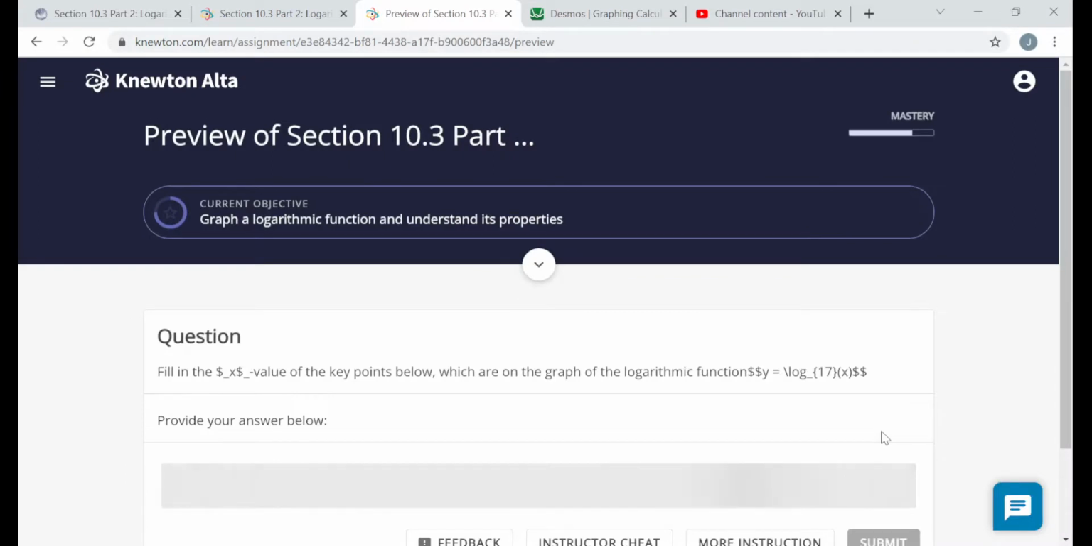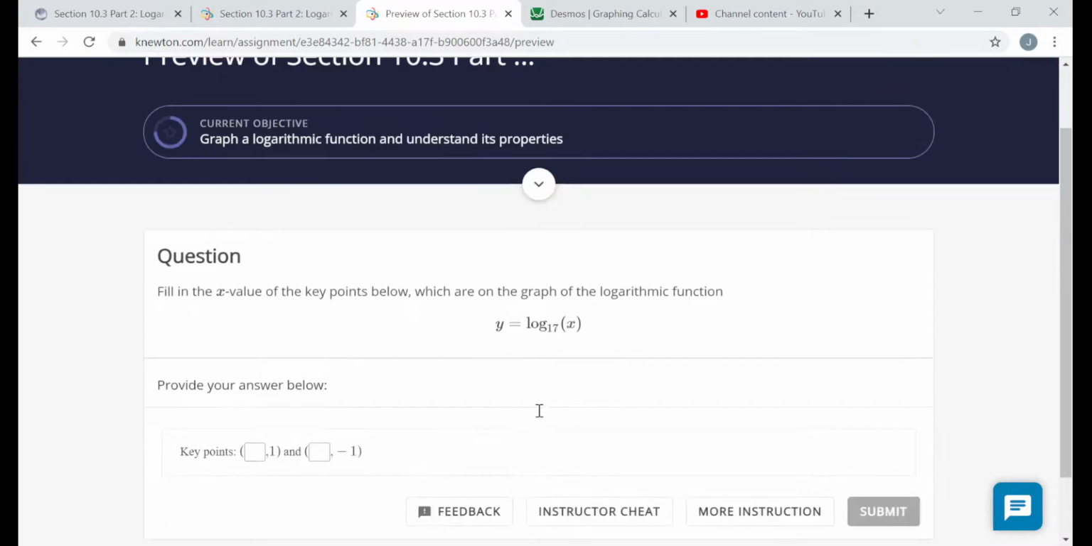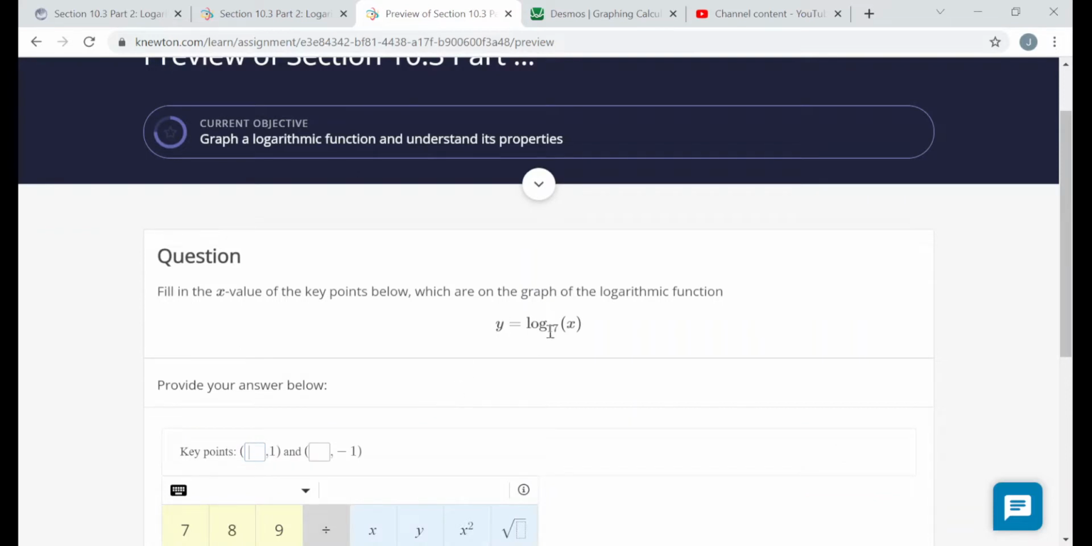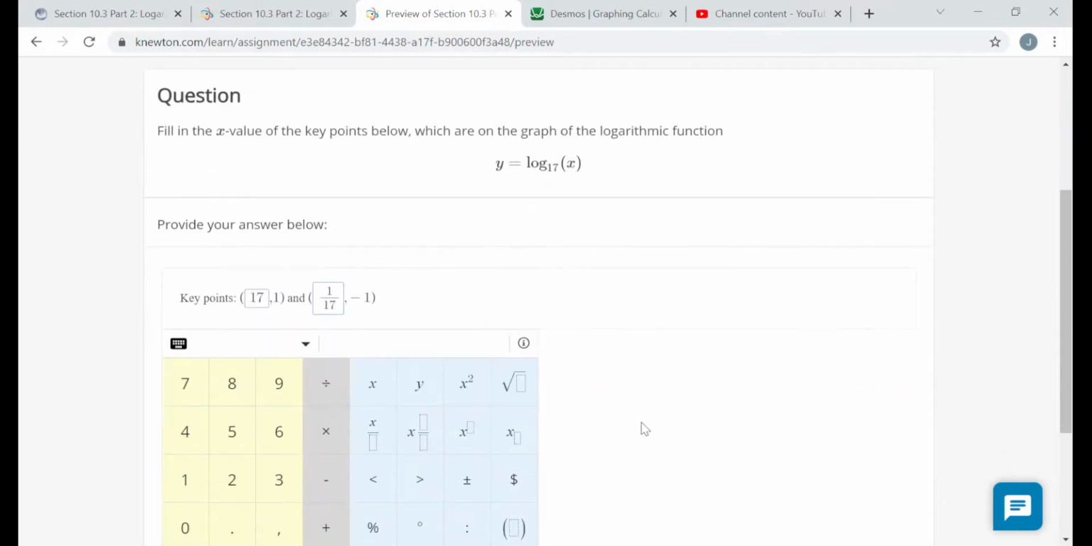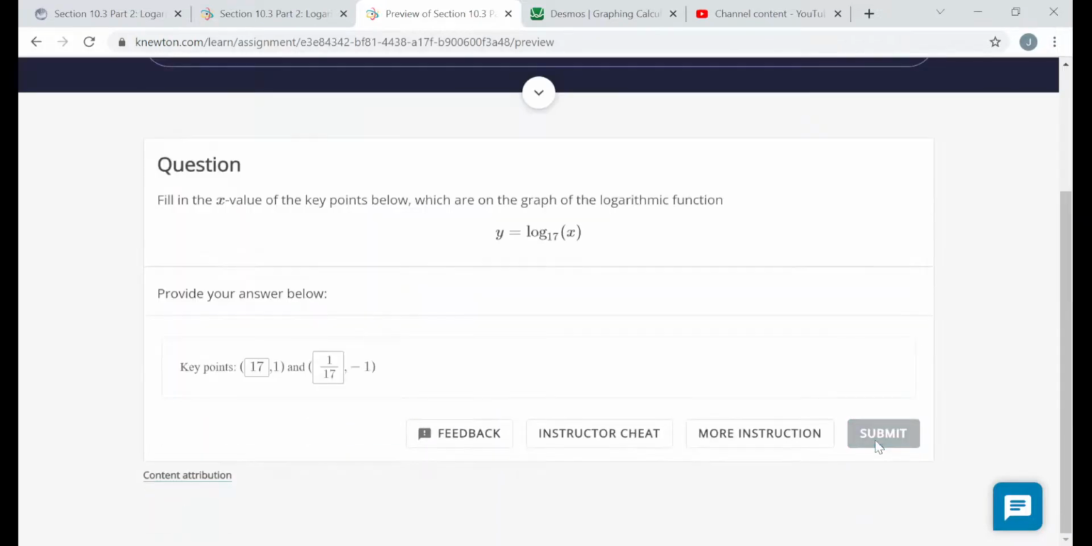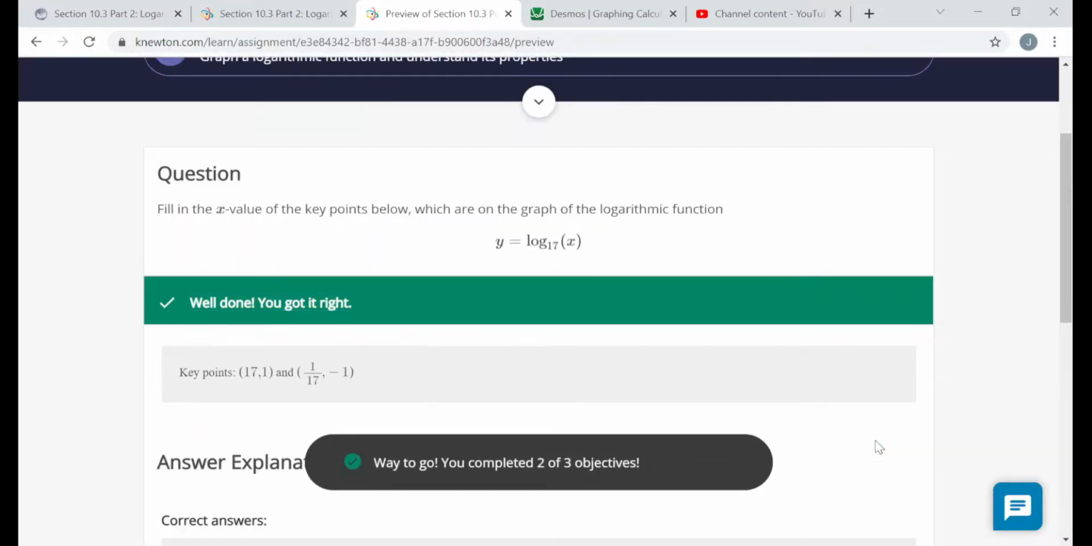All right, and then one more like this. So it's y equals log base 17 of x. So if y were 1, x would be 17 to the first, or just 17. So you have the point 17 comma 1 on the graph. And if y were -1, x would be 17 to the negative first, or 1/17. So you'd have the point 1/17 comma -1 on the graph as well. Very, very simple.